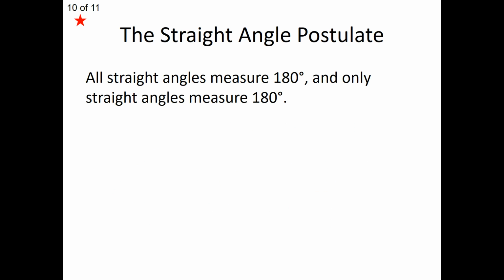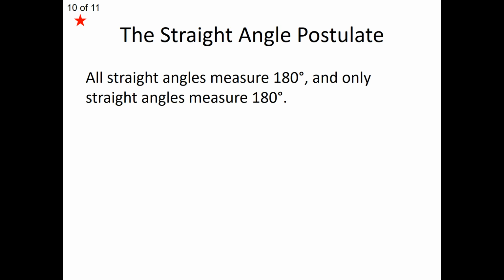We have a couple more postulates. We have the straight angle postulate, which, if you notice, looks like it has two statements, and it really is two statements. We actually can call this what's called a biconditional, and we may talk about biconditionals in the future. The straight angle postulate says this: all straight angles measure 180 degrees, which means if I hand you a straight angle, you can look at that and say, oh, it measures 180 degrees. Bingo. You just used the straight angle postulate.